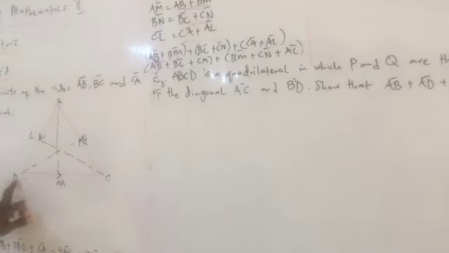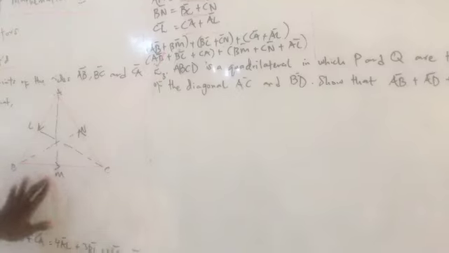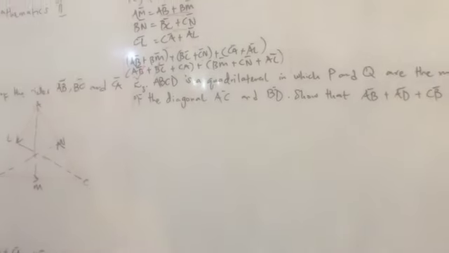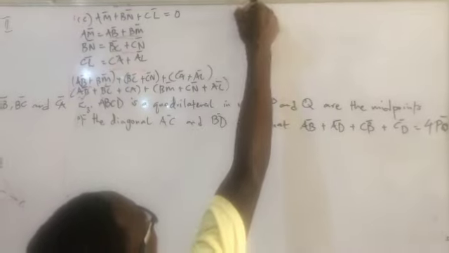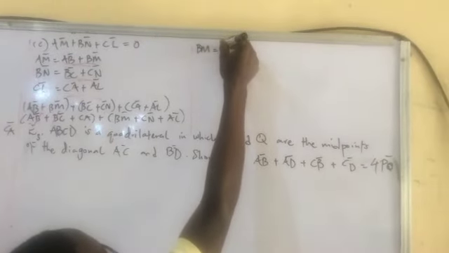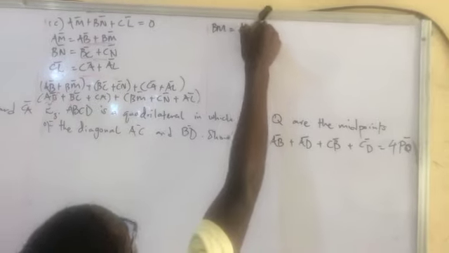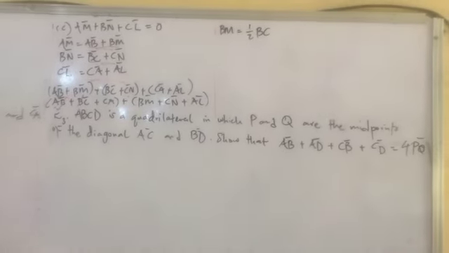If you check your BM, you see that it is half of BC, right? So BM is half of BC. Let's do that. BM is equals to the half of BC. I'm doing so. Next one.